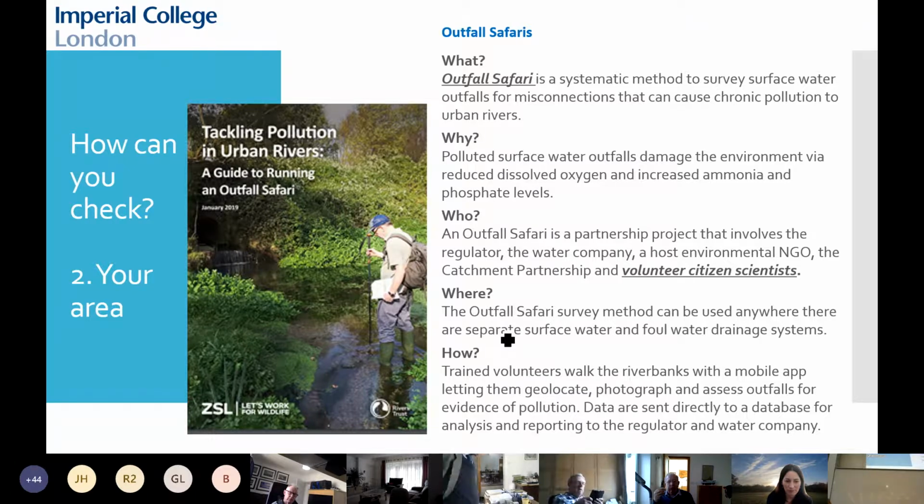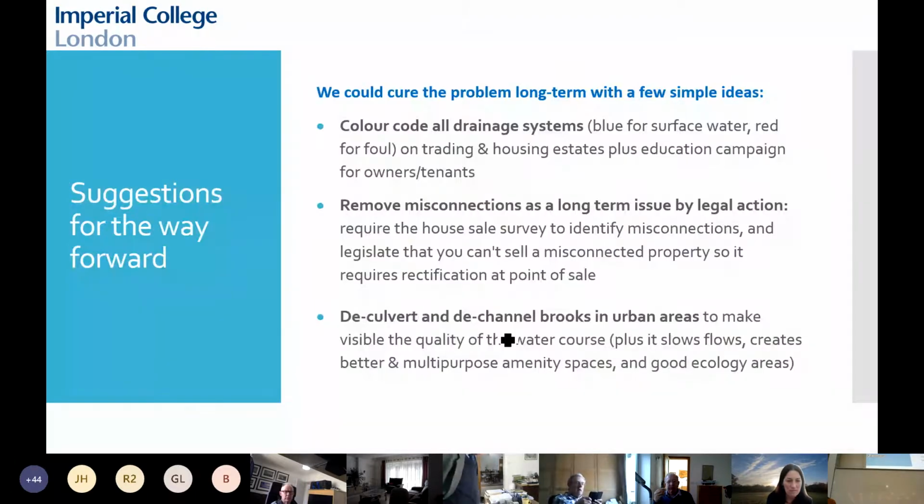A few years ago, I held a workshop on urban diffuse water pollution, and the people there came up with a few ideas that were simple to execute, that would work and long term would cure the problem of misconnections. There are 3 of them here, quite simple ones. They're not law, but if we'd made it law, or if we just made it custom and habit, it would all work.